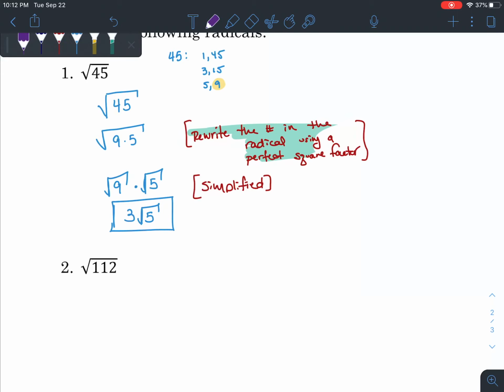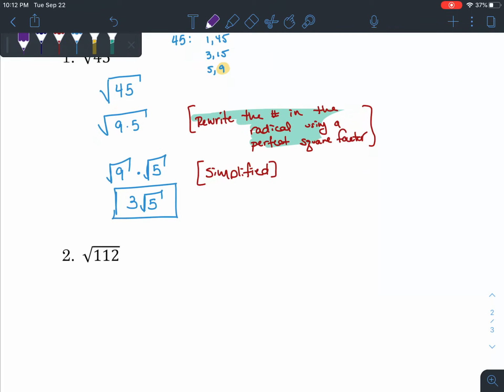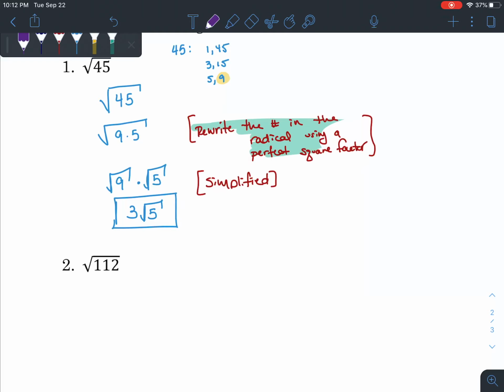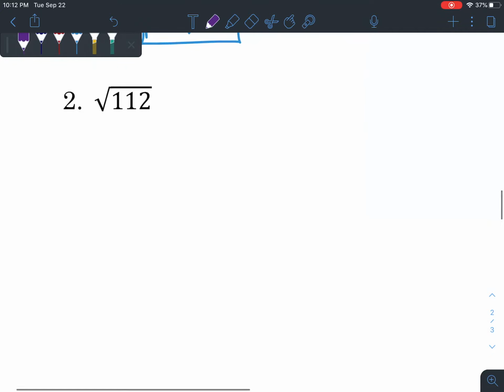112. So same thing. We know 112 is not a prime number and it has multiple factors. So let's figure out if we can simplify it further. So if we have 112, we have to think, well, what numbers times each other equal 112? So 1 and 112. 2 goes into 112 56 times. Right. What about 3? Nope, 3 does not work.